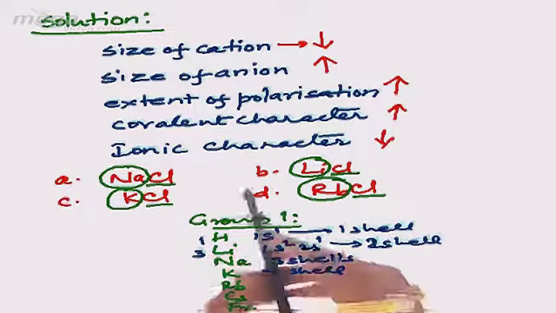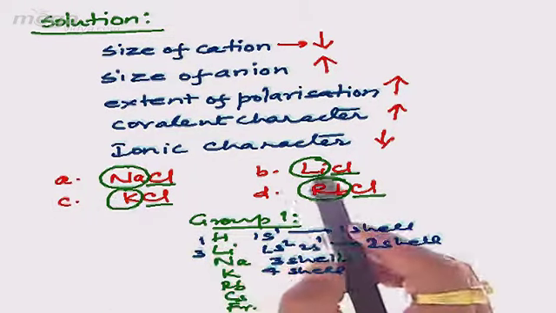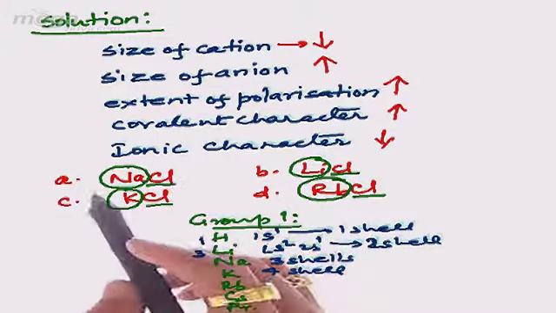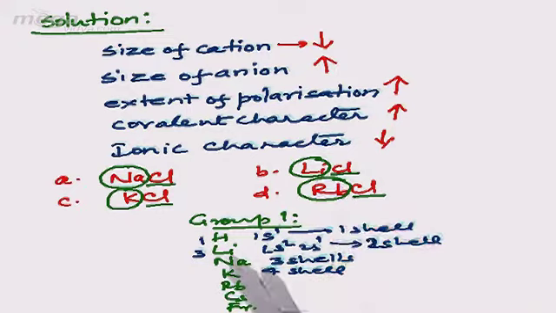So here in all the 4 options we have the common anion, so we are only comparing the size of the cation, and among the 4 we find that lithium in the B option will have the smallest size, below which we have sodium, so sodium will be larger than lithium but smaller than potassium. In turn, potassium will be smaller than rubidium.